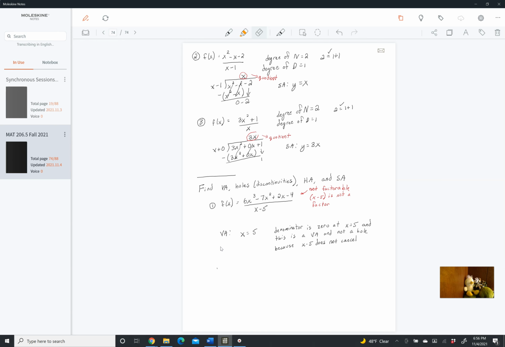Okay, horizontal asymptote. Well, look at the degrees. The degree of the numerator is 3. The degree of the denominator is 1. 3 is greater than 1.